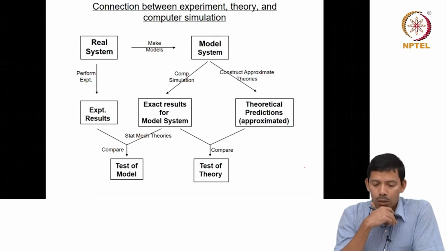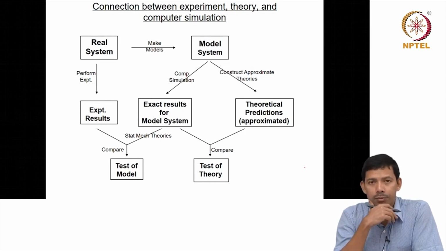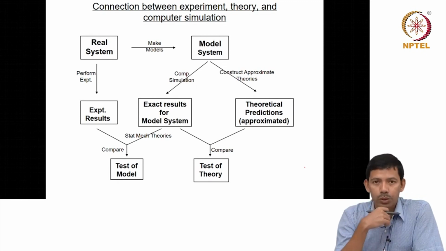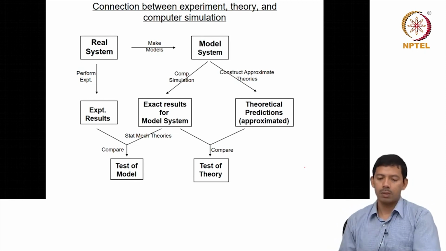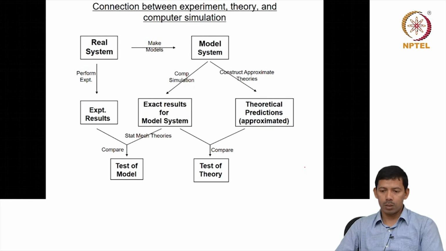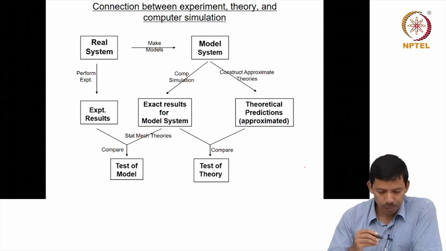How can we make a connection if we do a computer simulation? How can we make a connection of the simulation results? How do we trust the simulation results? And this is the link that a computer simulator makes with the experimental data.